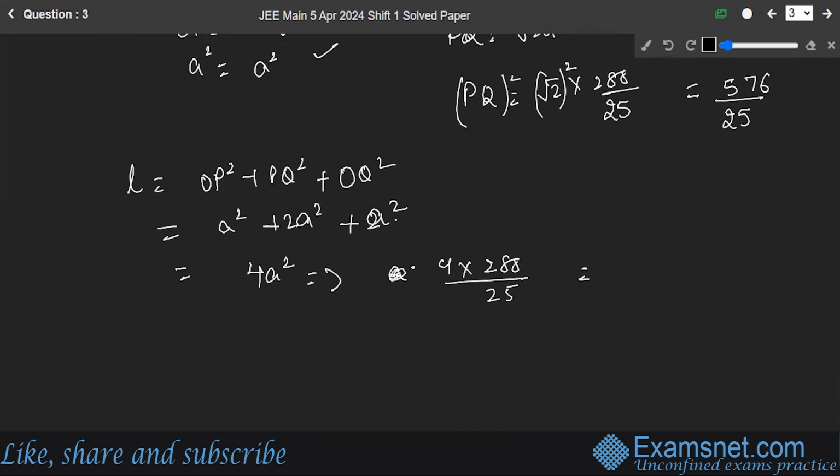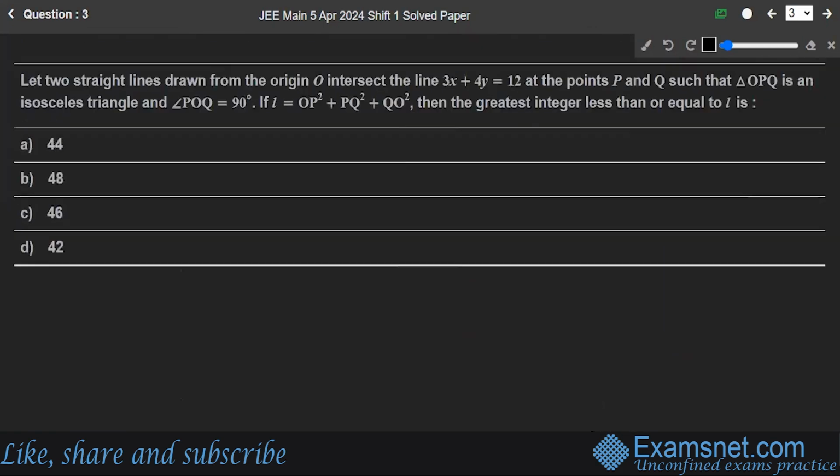So on doing all the calculations, we'll get 46.08 as the answer. And okay, greatest integer less than or equal to. I got the value of L as 46.08. So the greatest integer less than or equal to this number is 46. Option D.